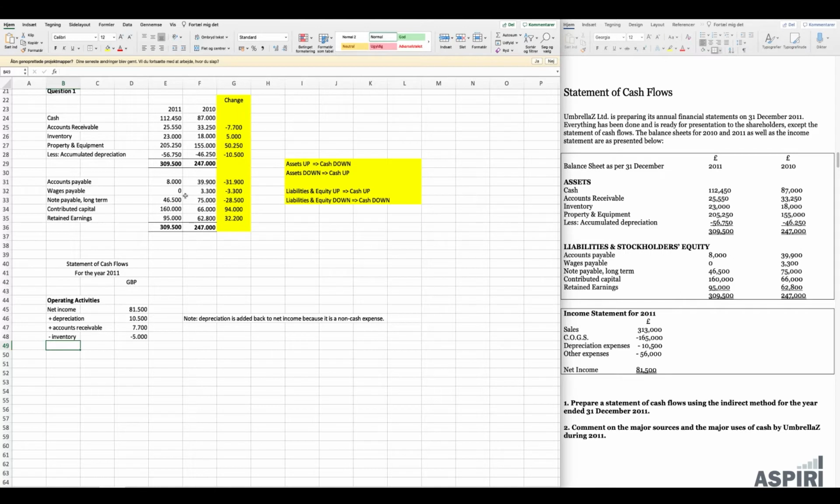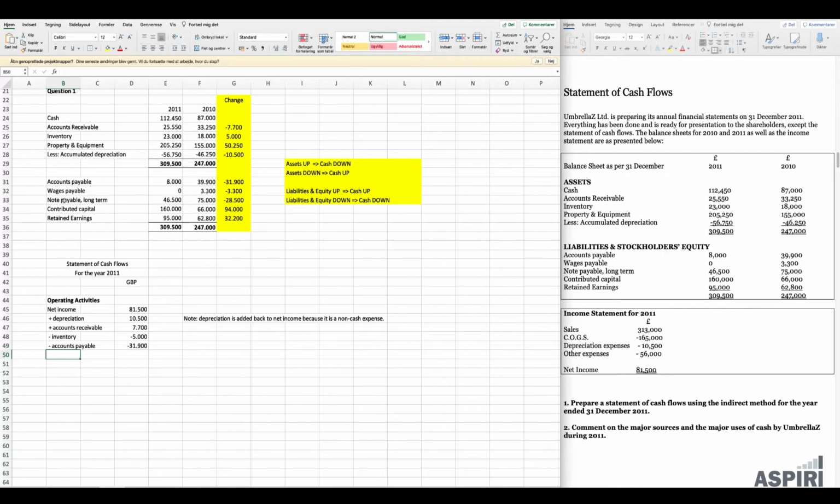So accounts payable, let's just have a look at what happens here. You can see that it's decreasing from 39,900 to 8,000. This corresponds to, as we've calculated, a change of minus 31,900. Now, what does this mean in terms of cash? Let's have a look at the rules. When liabilities and equity go down, that is what happens here, the cash effect is that cash goes down, or the cash effect is negative. So in this case, we'll want to include a minus here, accounts payable, and the amount, of course, which is minus 31,900, like this.